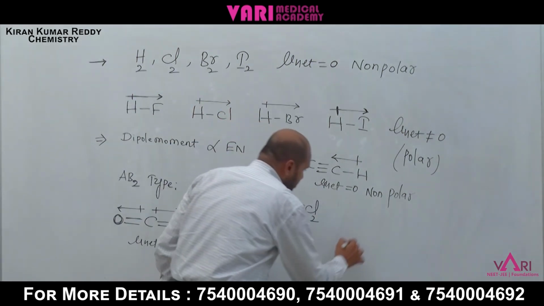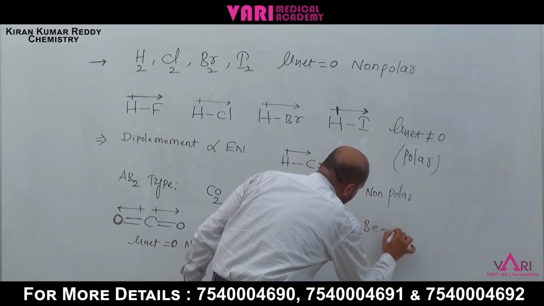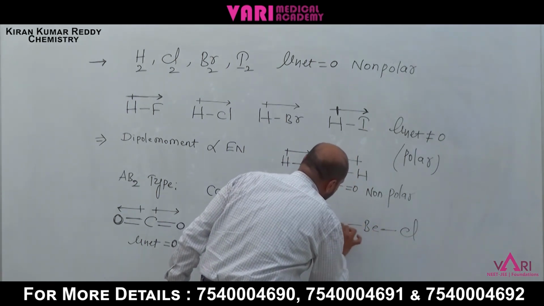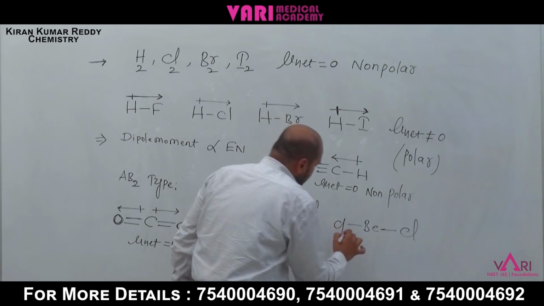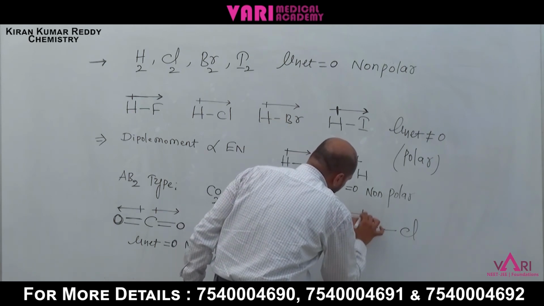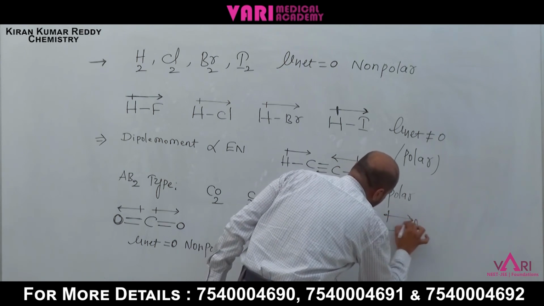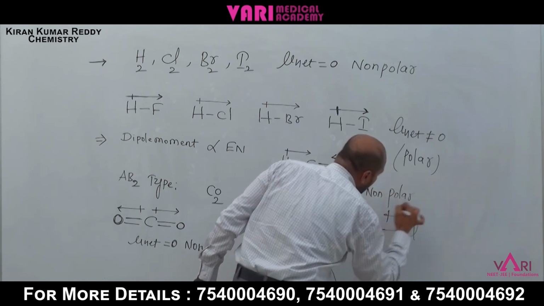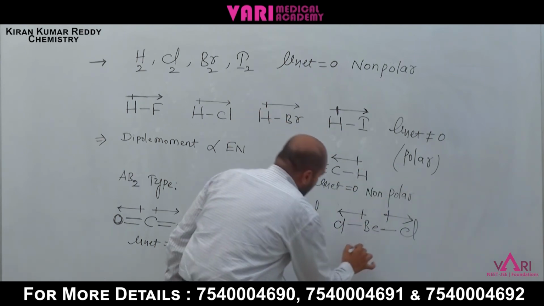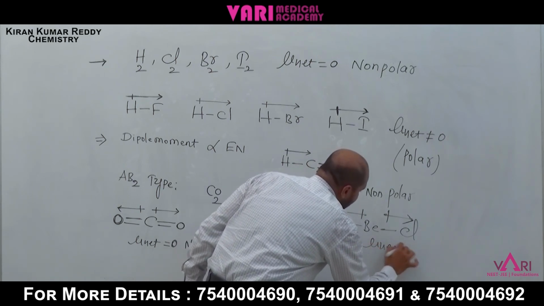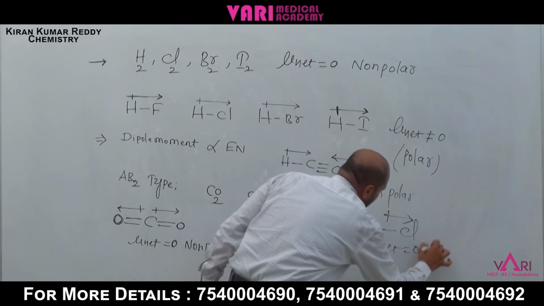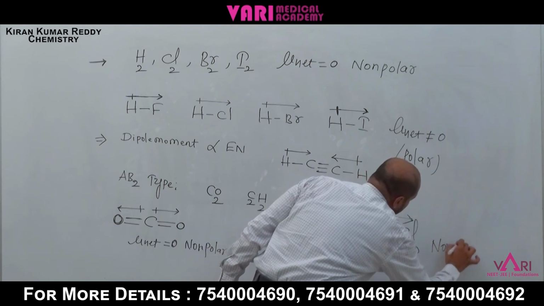Now I am taking BeCl2, Be with chlorine on each side. Here beryllium to chlorine, and here also beryllium to chlorine, from less electronegative to more electronegative. Now mu net is equal to 0, and this molecule will be non-polar.